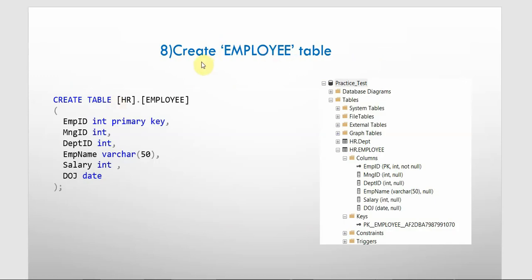Now, next question is to create an employee table. For that, we have to use a create table command. Here we have to specify the schema, then the table name. These are my columns, employee ID. This is my data type and this is the primary key, that is the constraint used. Similarly, we can have for manager ID, department ID, employee name, salary and date of joining. And here we can see our table gets created in our DB.